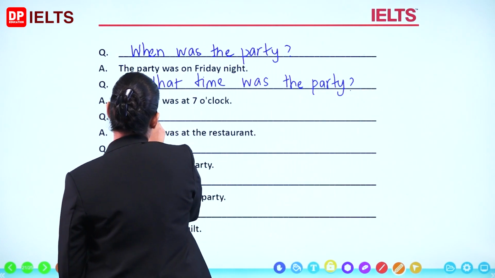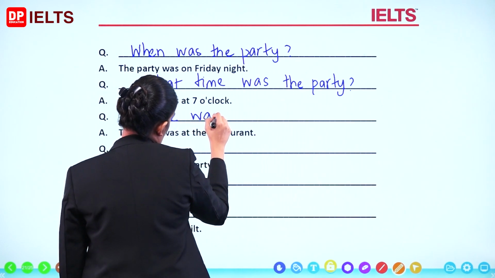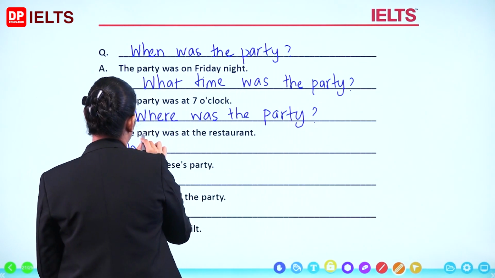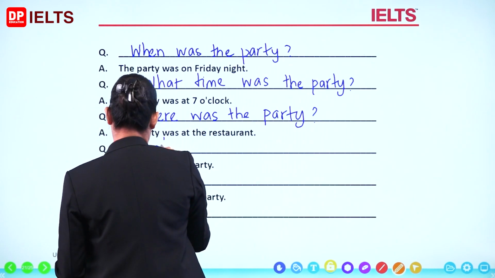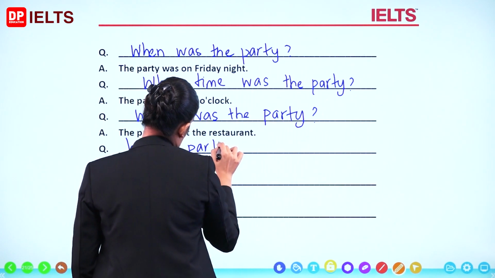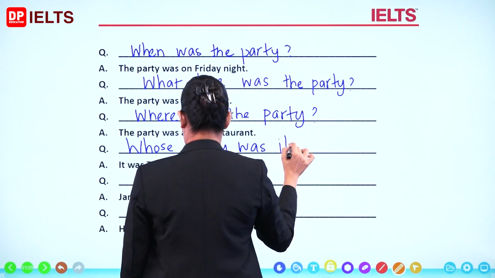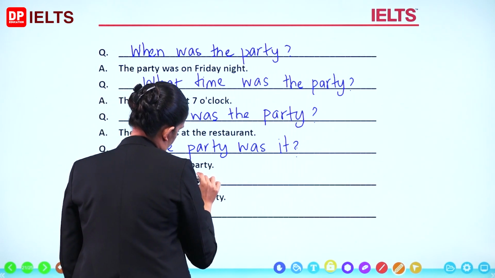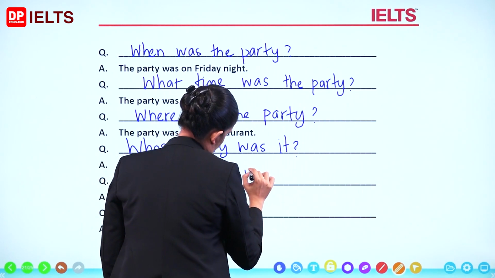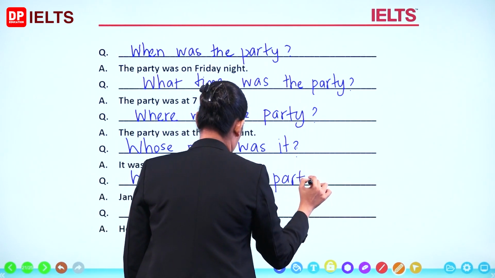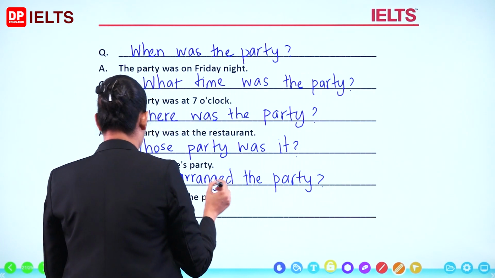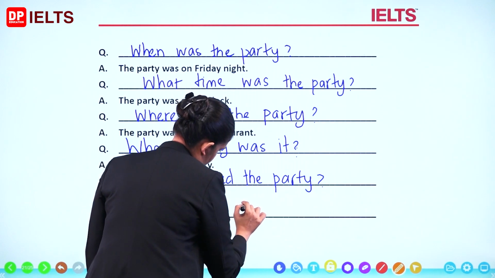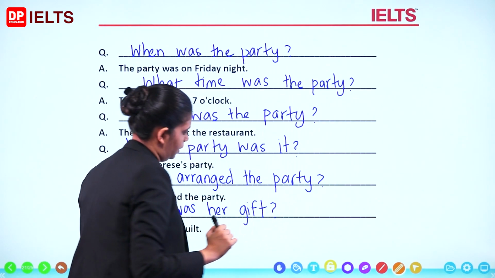The party was at the restaurant. Where was the party? Whose party was it? Who arranged the party? What was her gift? Right? Okay.